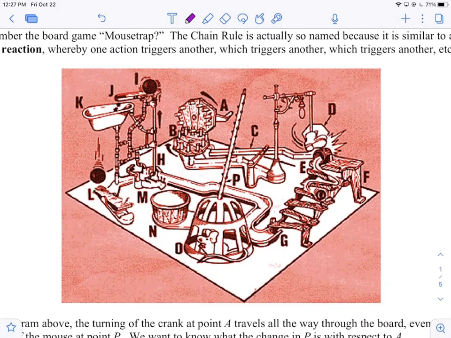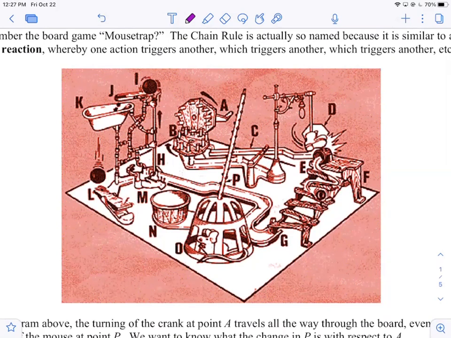Have y'all played this before? Yes. It's kind of fun, especially when you're little or an adult, right? Here's kind of the essence of it. You turn the crank at A, and it catches the mouse over here at P, right? Yeah, you turn the crank at A, and then it catches the mouse at P.